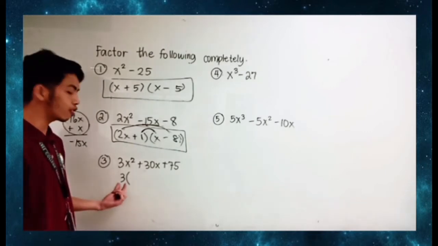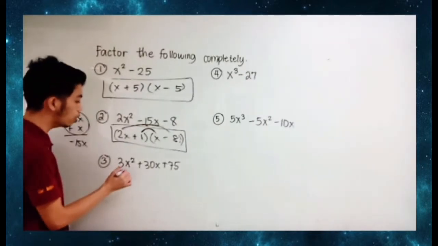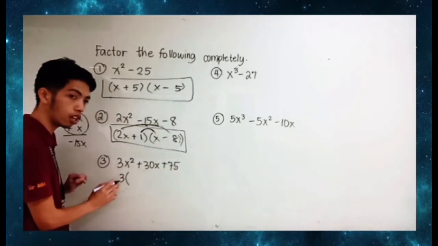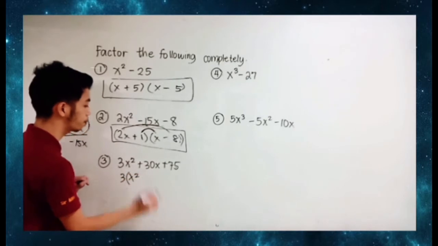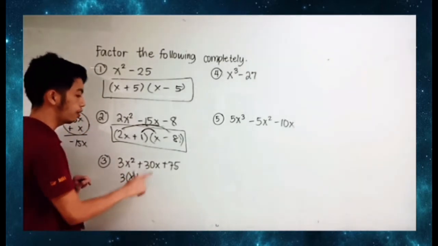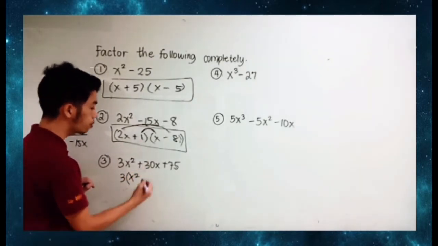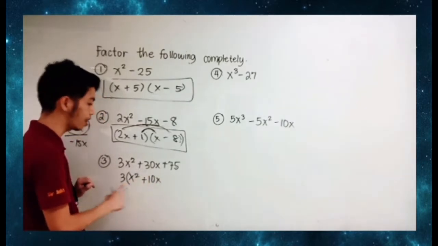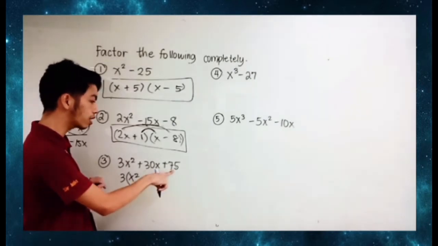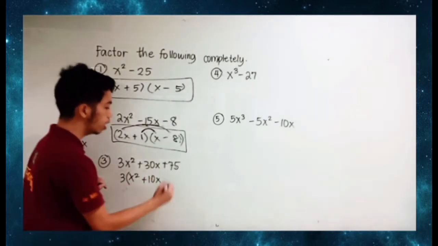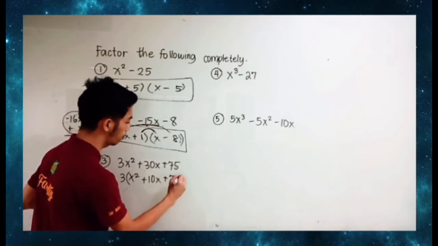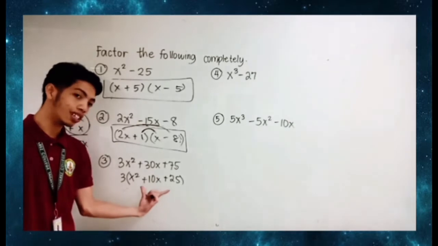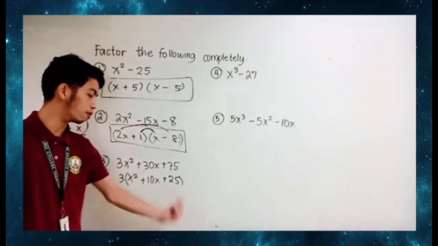So, kapag nilabas natin yung factor na 3, i-divide nyo lang isa-isa ito dito. So, 3x squared divided by 3, that will be x squared. Okay? And 30x divided by 3, that will be positive 10x. Okay, kasi 30 divided by 3 is 10. And you have positive 75 divided by 3 is positive 25. Okay, so inilabas na natin si 3. So we can factor it easily. Yung x squared plus 10x plus 25.